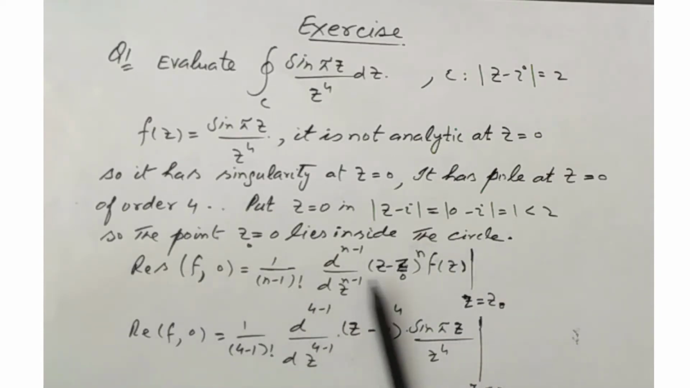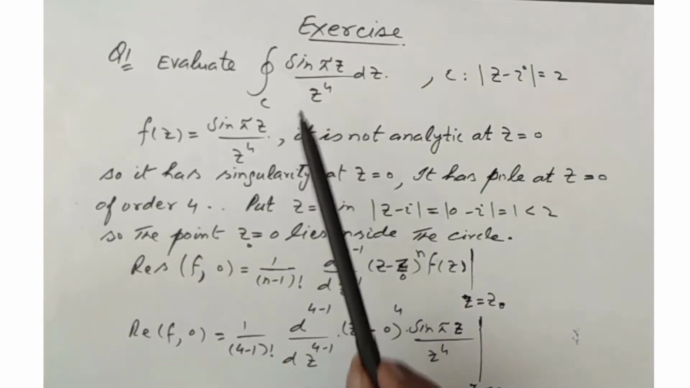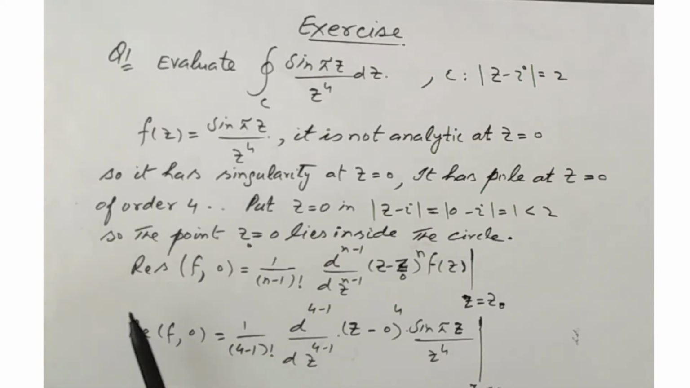So again, using this formula, this is the formula to find the residue. We evaluate this integral by using the residue theorem. Residue of f, the function at the point z equal to 0, is 1 by (n minus 1) factorial d to the n minus 1 over dz to the n minus 1 of (z minus z naught) to the n into f of z at z equal to z naught. We see here n is equal to 4, so we put here n is equal to 4. This becomes 4 minus 1 factorial, and this is d to the 4 minus 1 over dz to the 4 minus 1.